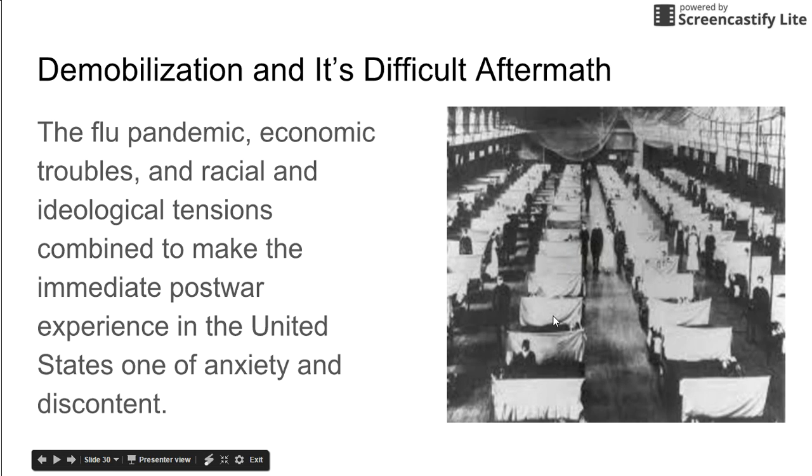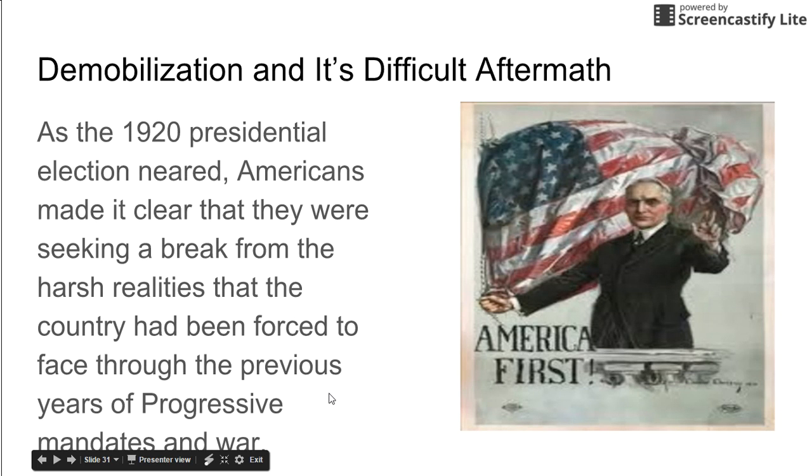This is a hospital showing treatment of victims of the influenza epidemic of 1918-1919. As the 1920 presidential election neared, Americans made it clear that they were seeking a break from the harsh realities the country had been forced to face through the previous years of progressive mandates and war. This is a Harding poster.